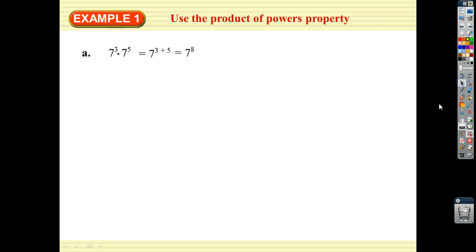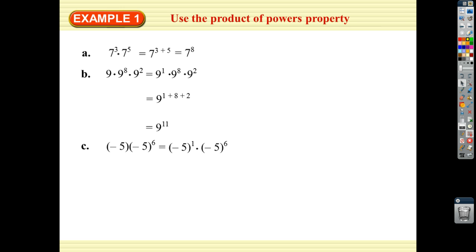All right? Take a look at another example here. 9 times 9 to the 8th times 9 squared. That's 9 to the 1st times 9 to the 8th times 9 squared. Hopefully you looked at that and said, 1 plus 8 plus 2, that's going to be 11. So I'm going to have 9 to the 11th power. All right, so that's that one.